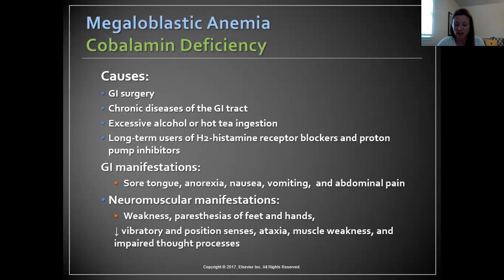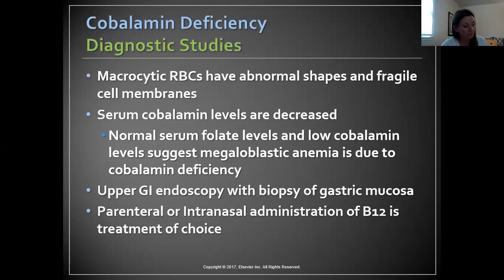Manifestations include sore tongue, anorexia, nausea, vomiting, and abdominal pain. They may also develop neuromuscular manifestations such as weakness, numbness of the hands and feet, decreased vibratory and positional senses, ataxia, muscle weakness, and impaired thought process. Parenteral or intranasal administration of cobalamin is the treatment of choice for B12 deficiencies, and that is a question on your test. Patients will die in 1 to 3 years without treatment. This anemia can be reversed with ongoing treatment, but long-standing neuromuscular complications may not be reversible.